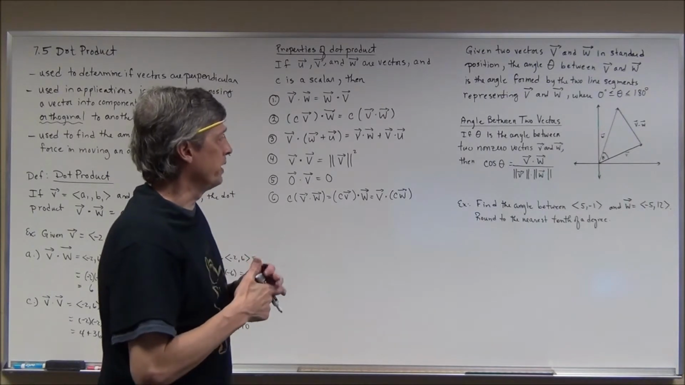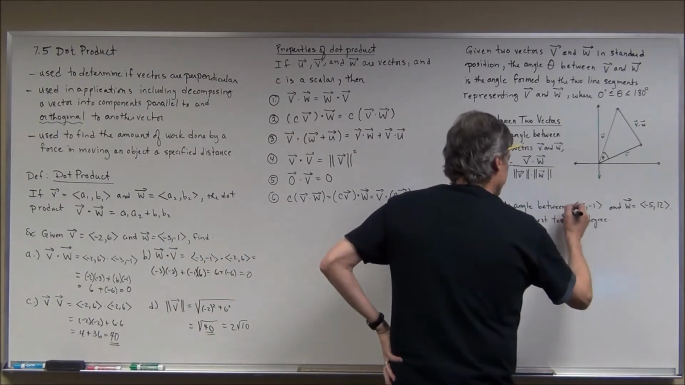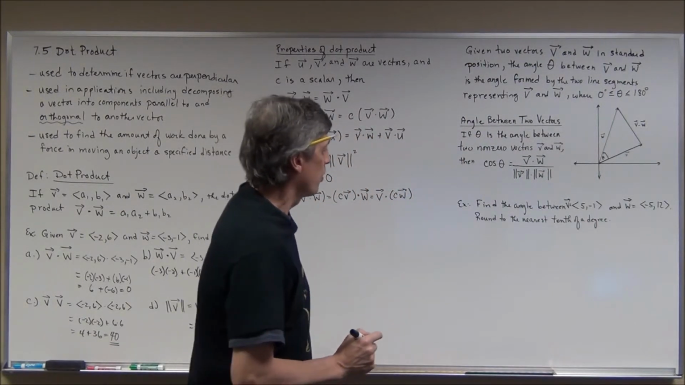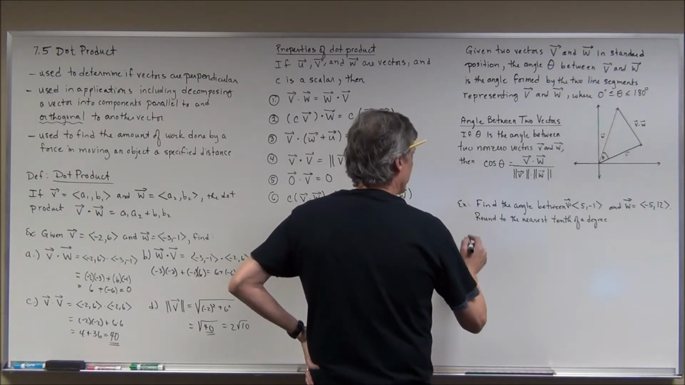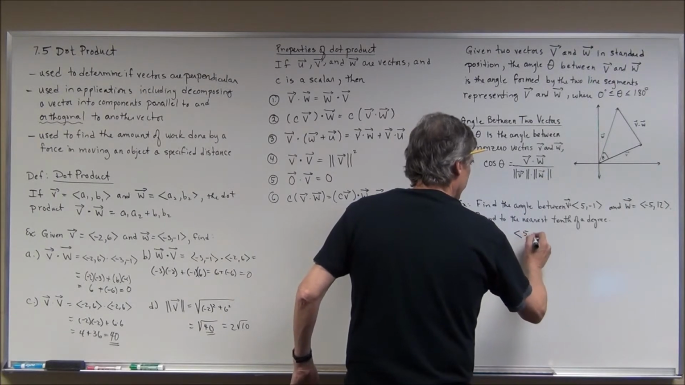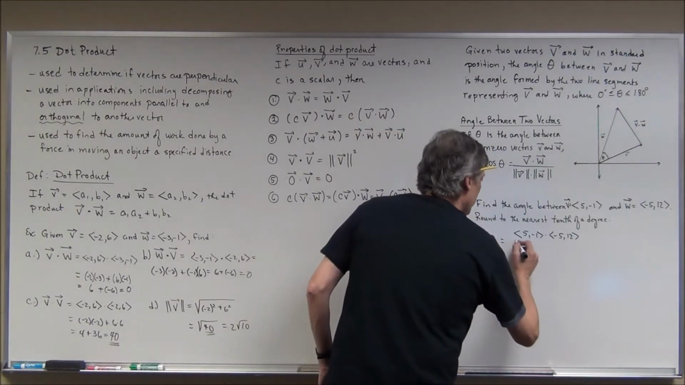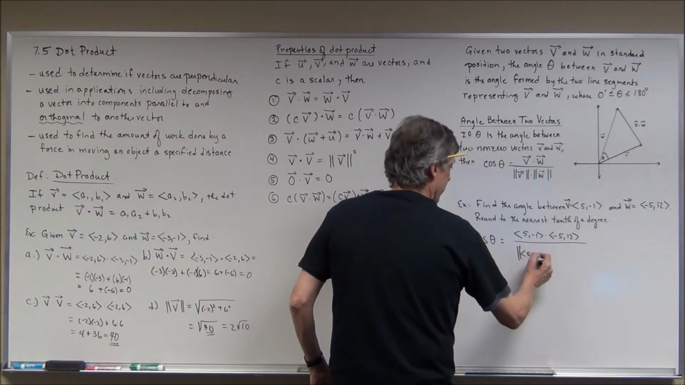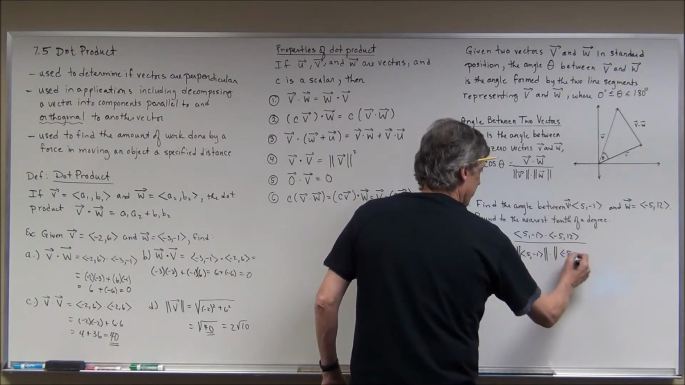Find the angle between vector v, which is 5, negative 1, and vector w, which is negative 5, 12, and we'll round our answer to the nearest tenth of a degree. So, if I want to find the angle, I'm going to say that the cosine of this angle is equal to the dot product of 5, negative 1 dot negative 5, 12, and then that's all over the magnitude of the first vector times the magnitude of the second vector, negative 5, 12.